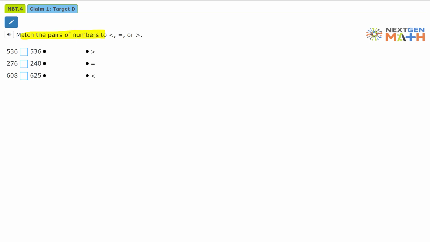Match the pairs of numbers to less than, equal, or greater than. Let's do the first one, 536 compared to 536. So here's 536, and we're going to compare it to 536.